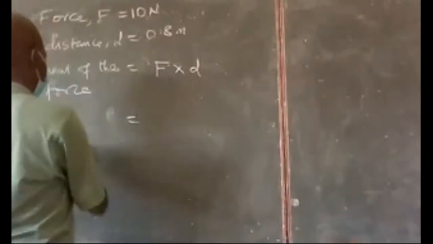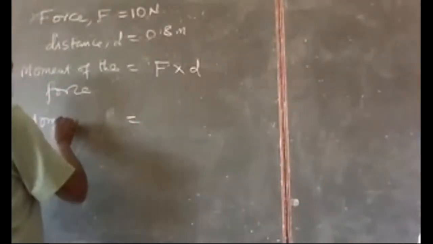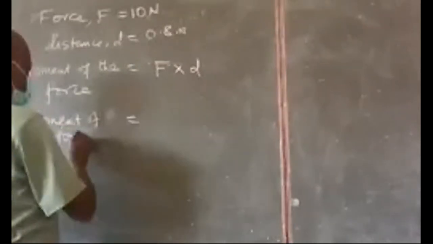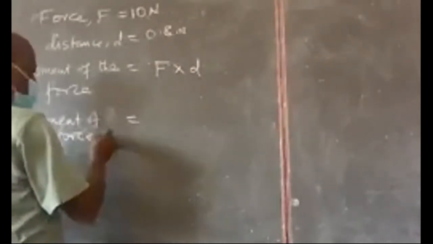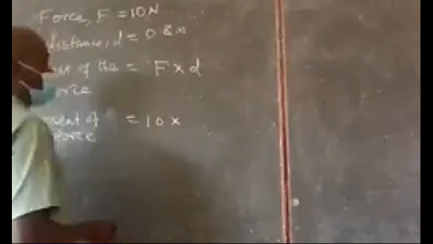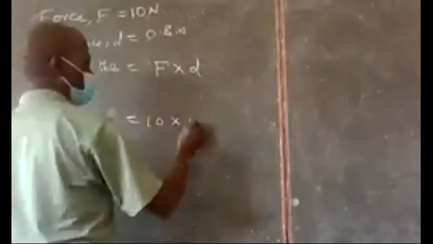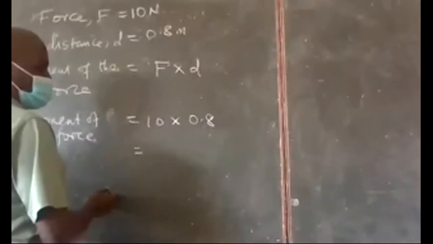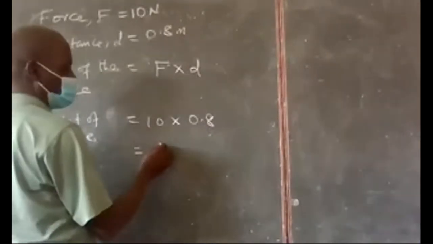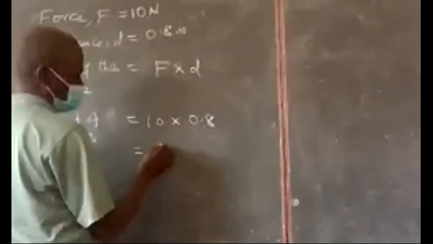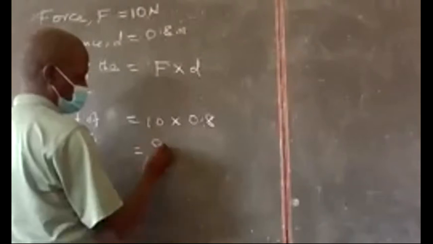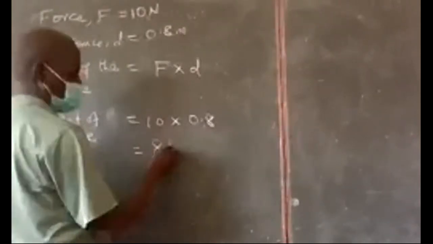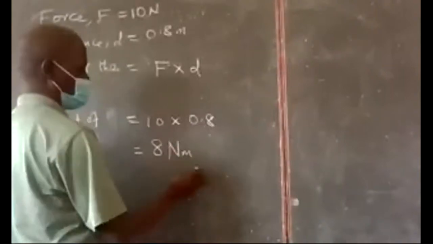Okay. We substitute. Yes, Otandeka, what are we substituting in F times D? So the force is 10 newtons, and then the distance is 0.8. I think we can write it as a fraction, 8 out of 10. No. The answer will be 8. 8 what? 8 Newton meters.